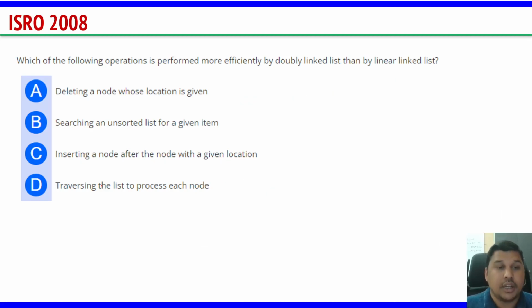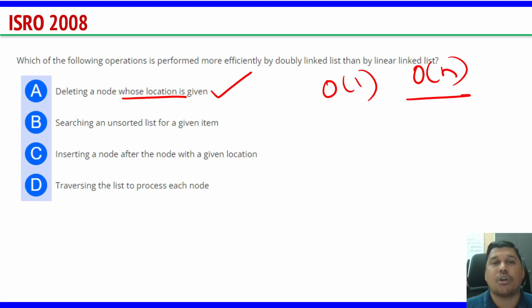Then, traversing the list to process each node. It means to print each element of the list, whether it is single or double. If I want to print the elements, it is the same as asking to print all the elements of the linked list. Whether it is single, you have to traverse the whole list and print. When it is double linked list, again you have to traverse the whole list and print it. So the answer is the first one. Deleting a node whose location is given is much better in double linked list because it takes constant time compared to single linked list which takes order of n time.